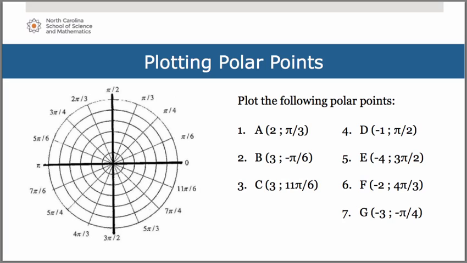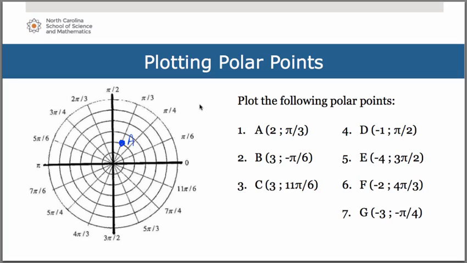Let's start with letter A, which is the point (2, pi over 3). If you think of starting with the angle first, pi over 3, and since r is 2, we're going to go 2 circles out, 1, 2, and this is where our point will be.